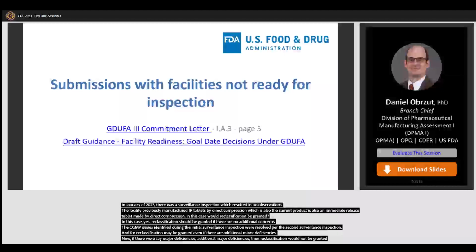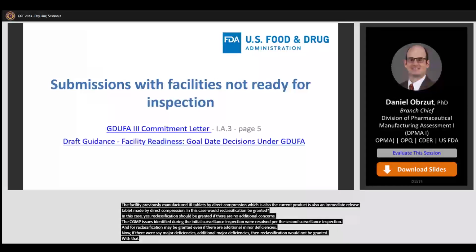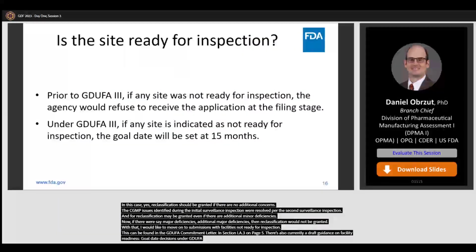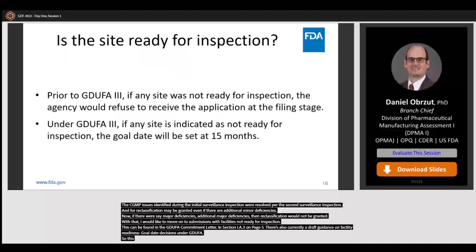With that, I'd like to move on to submissions with facilities not ready for inspection. This can be found in the GDUFA commitment letter in section 1A3 on page 5. There's also currently a draft guidance on facility readiness goal date decisions under GDUFA. So this change in GDUFA 3 really relates to the question, is the site ready for inspection?